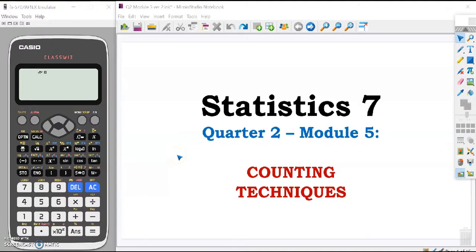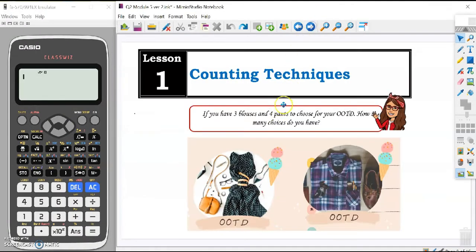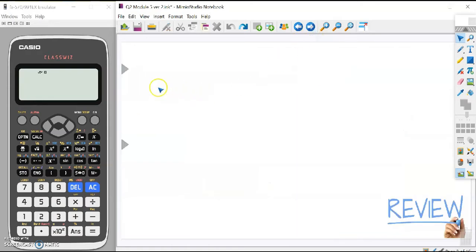Hi everyone, today we're going to talk about counting techniques, but let's start with the basics first. What if this question is asked to you? If you have 3 blouses and 4 pants to choose for your OOTD, how many choices do you have? This is a practical scenario that happens every day, right? But we're going to answer this later. First, let's have some review of the basic concepts that you learned in grade school.